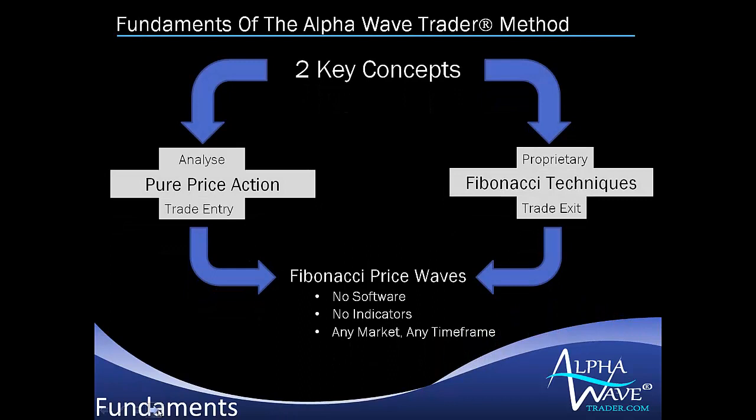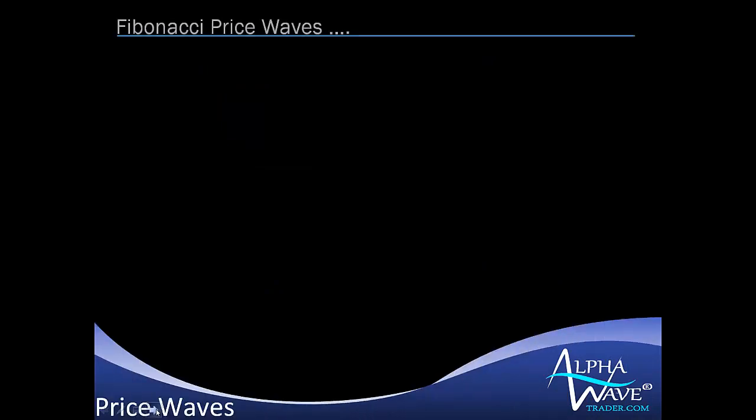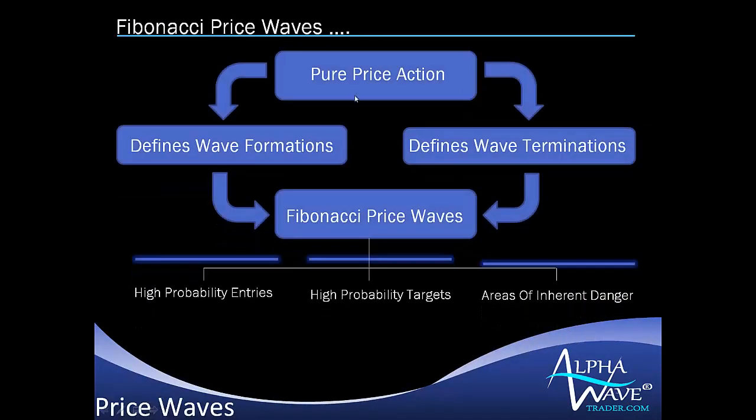So there we go. Just in summary, the Alpha Wave Trader method consists of 2 key concepts: pure price for entry, Fibonacci for exits. Nothing complicated, everything simple, pure and clean. This is what identifies wave formation, the combination of Fibonacci and price. This is what identifies wave terminations and forms Fibonacci price wave, giving you high probability entries.